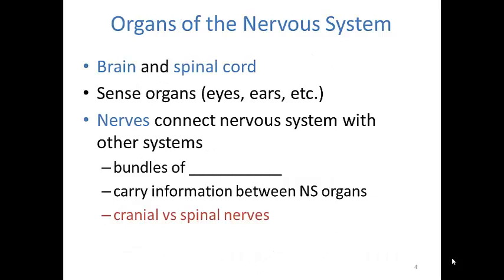There are a few organs to the nervous system. Most obviously is the brain and spinal cord, but also included in the nervous system organs are the sense organs. So these are things like your eyes, your ears, the olfactory organs in the nose, gustatory organs on the tongue. An often forgotten about organ of the nervous system are nerves. So nerves connect your nervous system with other systems, like nerves would connect your brain, for example, with a muscle, and nerves would connect your eyes to your brain.